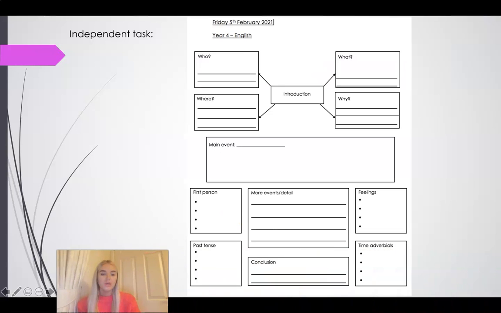So this is the sheet that you will have today. It looks very complicated, but I've just drawn lines on here for you to have a go at doing this yourself, okay? So that is your task for today, year 4.